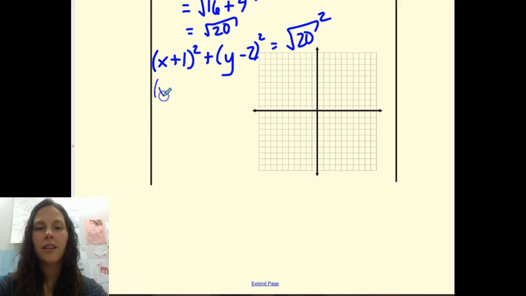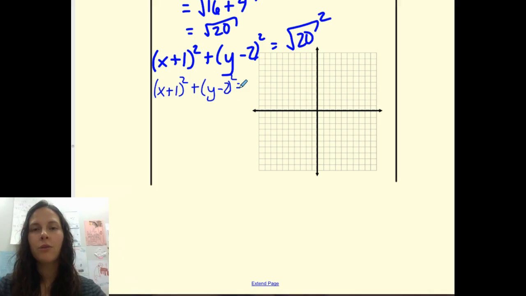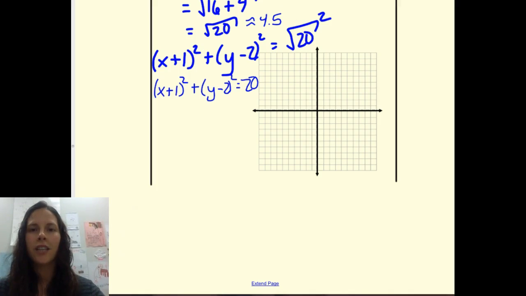Simplifying that, we would still have our x plus 1 squared. We would still have our y minus 2 squared, and the square root of 20 squared would be 20. So that gives us the equation of our circle. In order to graph it, it would be helpful to know what the square root of 20 is as a decimal so we can approximate those points on our graph. The square root of 20 is approximately 4.5. Rounded to the nearest tenth when we're graphing is all the accuracy that you would need.